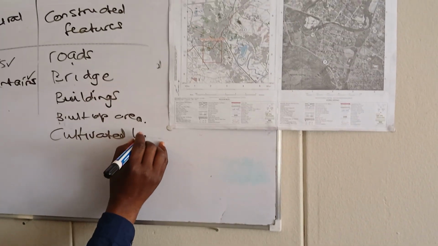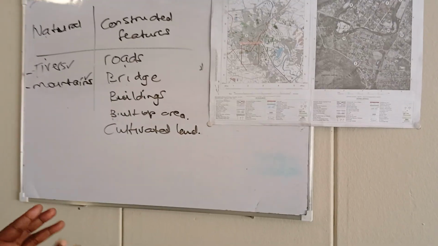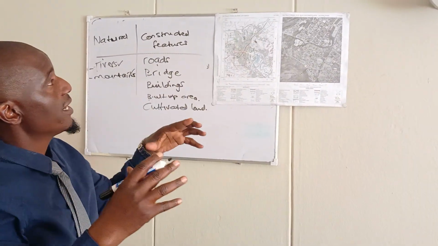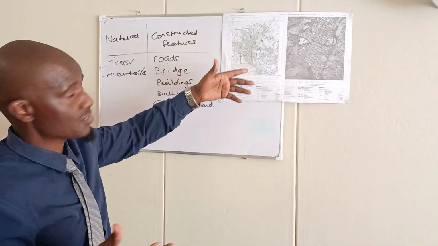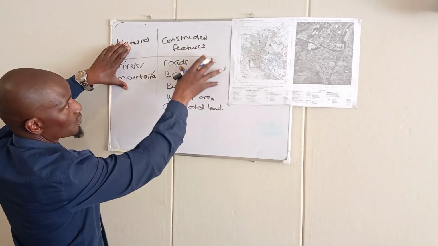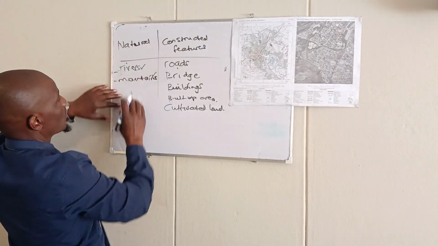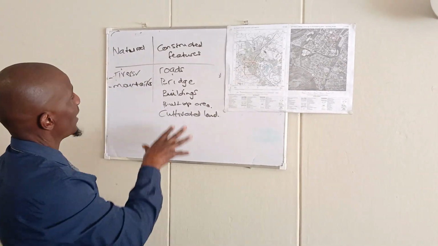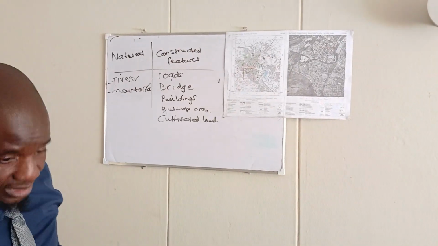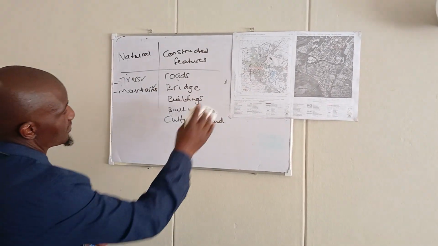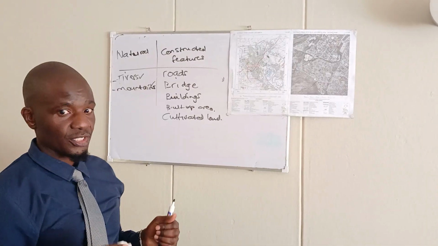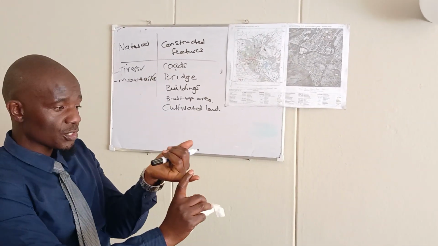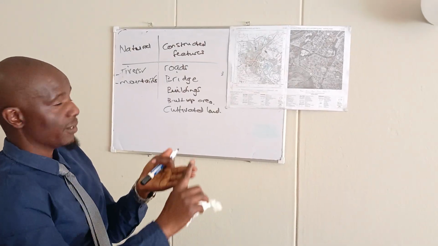Cultivated land. Okay, so in short, we are saying that when you look at a topographical map, which is what we call vector data in most cases, you have got your natural and you have got your constructed. Your natural is your rivers and mountains, and the constructed, these are some of the examples of the constructed features. However, the features that we find on a topographical map are categorized into three. That is your points, your lines, and your polygons.